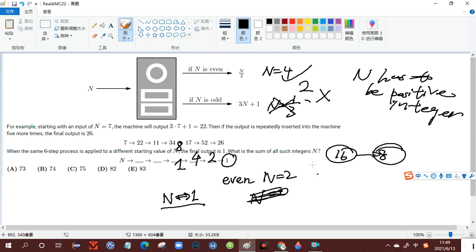However, to make this step work, n can only be 7 out of 3, which is not acceptable since n has to be a positive integer. Therefore, this can only be 16. And again, we know that from here, it can only be 2, and then it can only be 4. For this, it can only be 4.